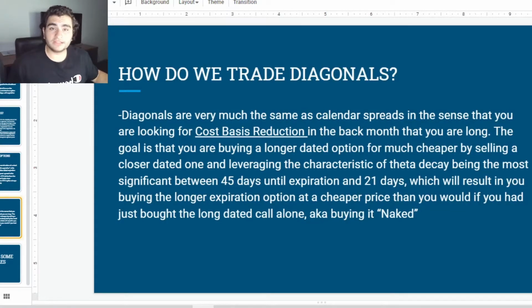How do we trade diagonals? Diagonals are very much the same as calendar spreads in the sense that you're looking for cost basis reduction in the back month that you are long. The goal is that you are buying a longer dated option for much cheaper by selling a closer dated one and leveraging the characteristic of time decay being the most significant between 45 days until expiration and 21 days until expiration, which will result in you buying the longer dated option at a cheaper price than you would if you had just bought the long dated call outright, aka naked.